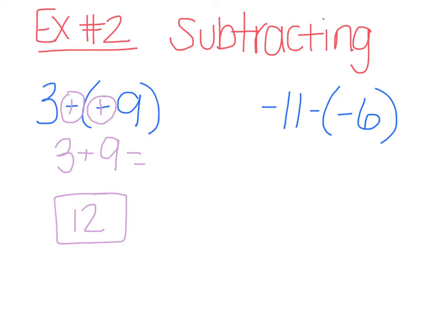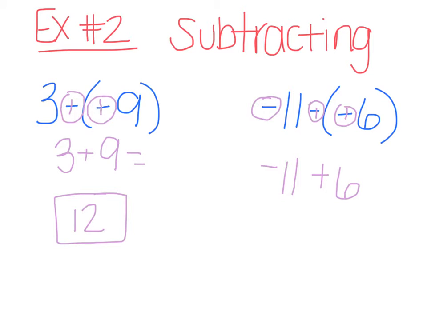Again, for this problem here, we have 2 negative signs, and we turn them both into positive signs. Now I didn't change this negative because it was all by itself. You can't just get rid of it for fun. It has to be 2 symbols right next to each other. So now I have a -11 plus 6.